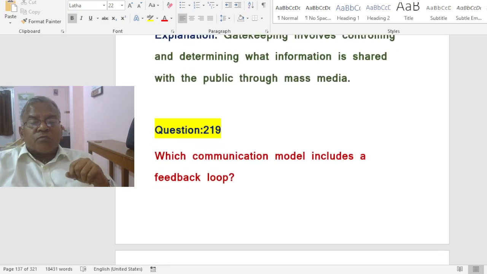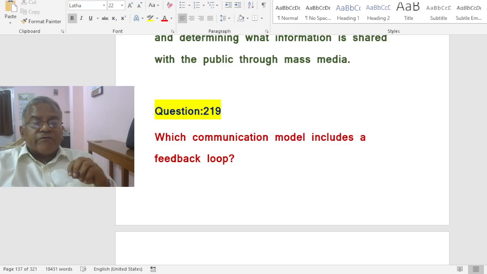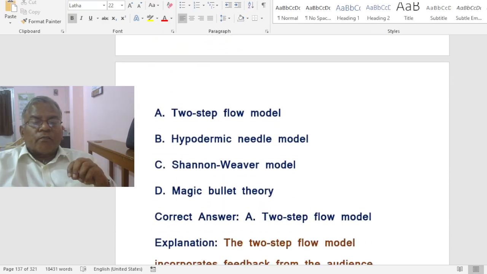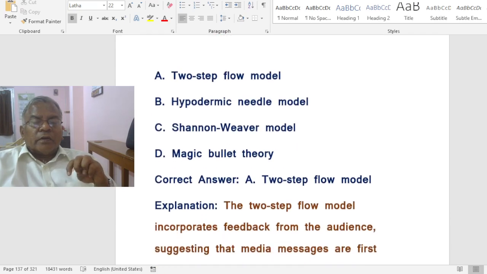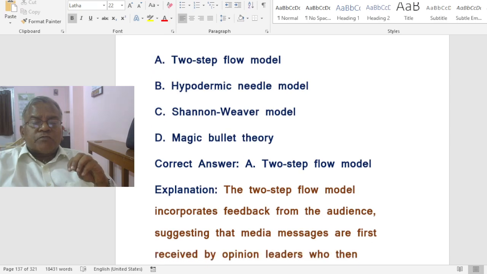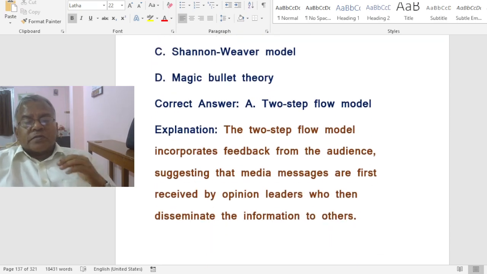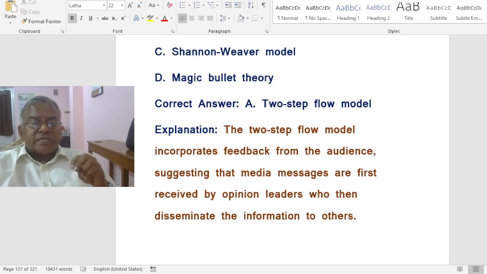Which communication model includes a feedback loop? That is a two-step flow model. A two-step flow model incorporates feedback from the audience, suggesting that media messages are first received by opinion leaders who then disseminate the information to others.